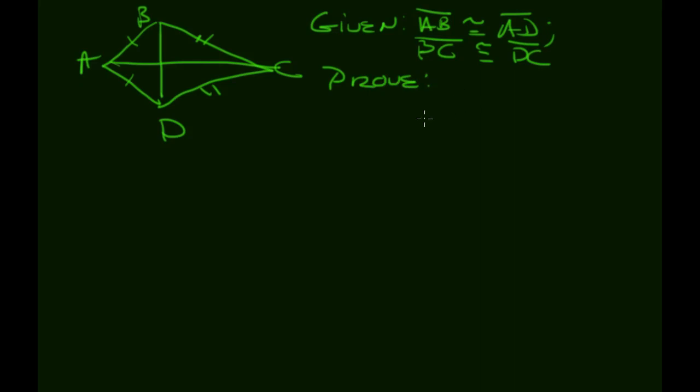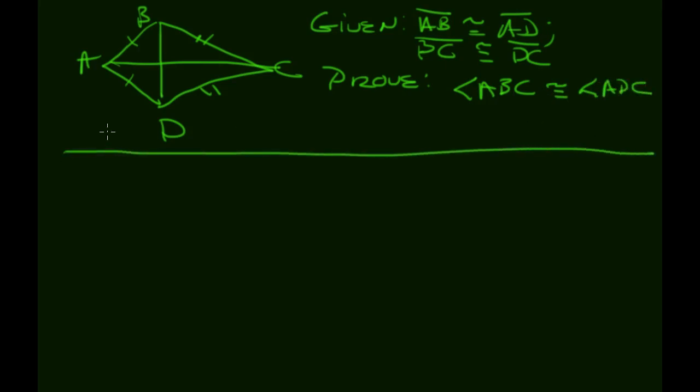So this is what we're going to prove. We're going to prove that there's going to be at least one pair of congruent angles here. We're going to prove that angle ABC is congruent to angle ADC. And this is really straightforward. There's not a whole lot of work to this one, because I have all this congruence here to begin with.